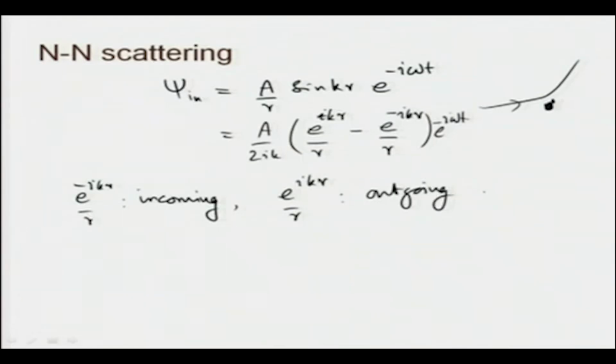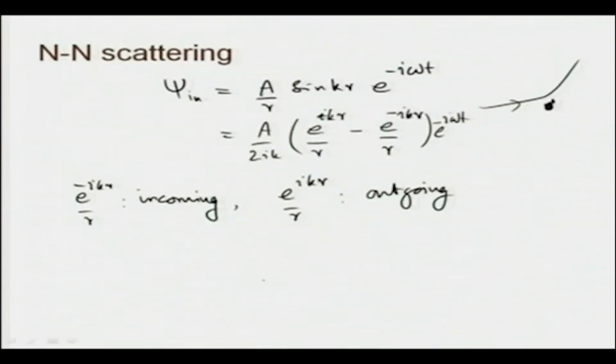We will not go into how exactly we arrive at this conclusion, but essentially we will have to look at the e power i omega t, the evolution of this, and then we will see that from physical arguments we can come to the conclusion that e power minus i k r over r corresponds to the incoming wave, incoming meaning coming towards the center, okay, and e power i k r corresponds to outgoing, going away from the scattering center.